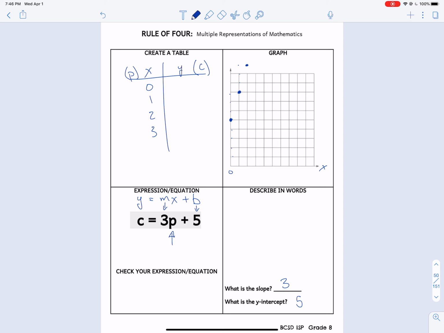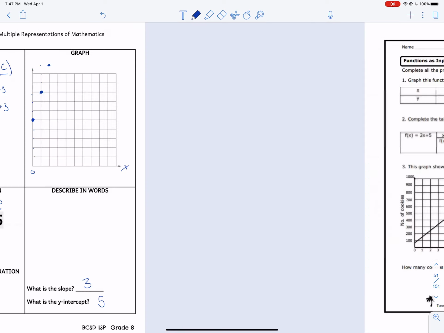So if I put a 0 there, 3 times 0, that's 0, plus 5 is 5. If I put a 1 there instead of P, 3 times 1 is 3, plus 5 is 8. If I put a 2 there, 3 times 2 is 6, plus 5 is 11. And just check mentally, we should be seeing that this goes up by 3 because that's our slope, that's our rate of change. So then this would be 14. Okay, again, I'm going to let you do the rest. Next.